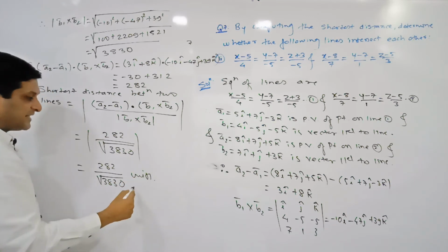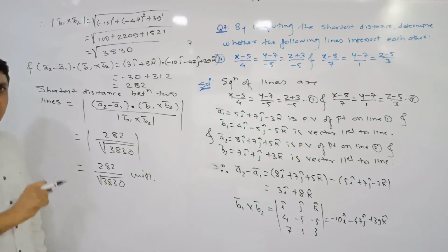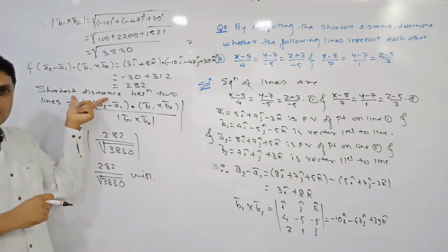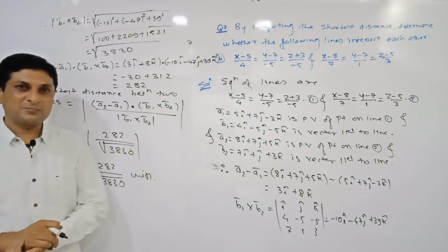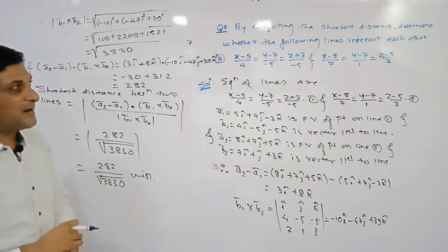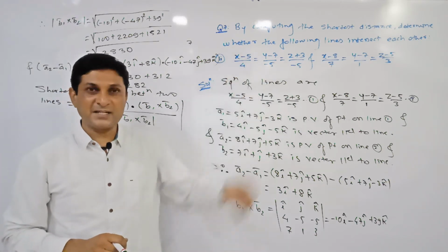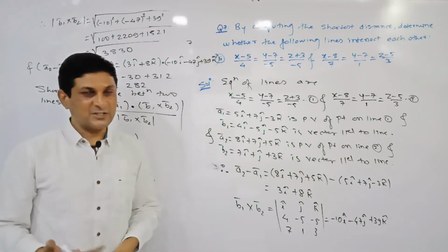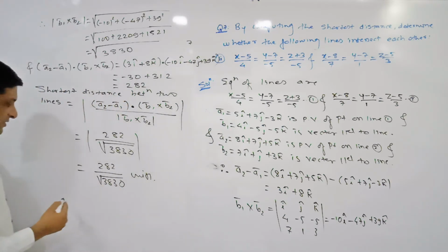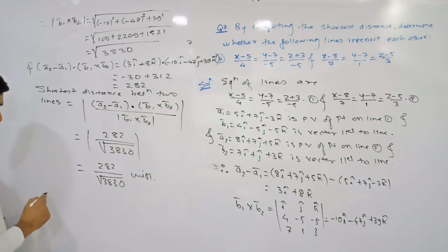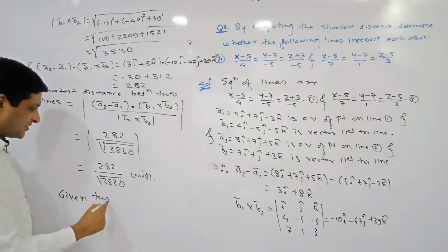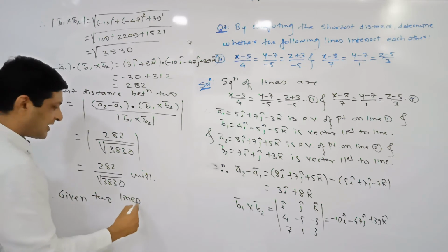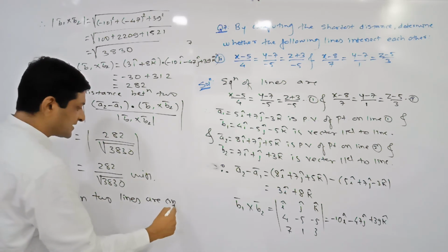Now it cannot be simplified, but we can observe that the shortest distance between the two lines is not equal to 0. We know that if the distance between two lines is not equal to 0, what is our conclusion? Are the lines intersecting or not intersecting? Definitely the distance is not equal to 0, so we can conclude that the given two lines are not intersecting.